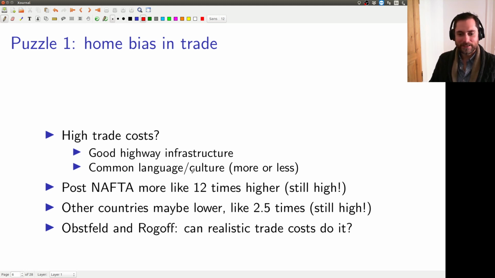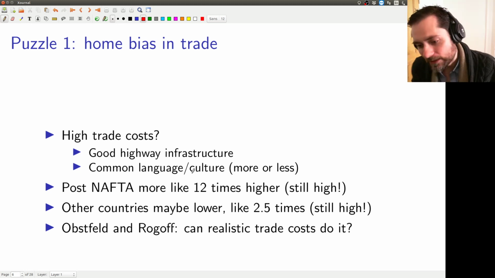But anyway, so it seems like it's very difficult to explain what could possibly be causing such a difference between being in the same country like Canada and trading across the border to the United States. 12 times more trade between otherwise similar locations in Canada.